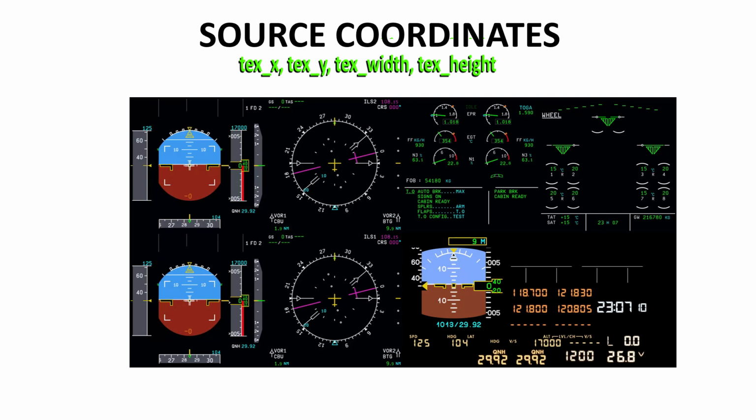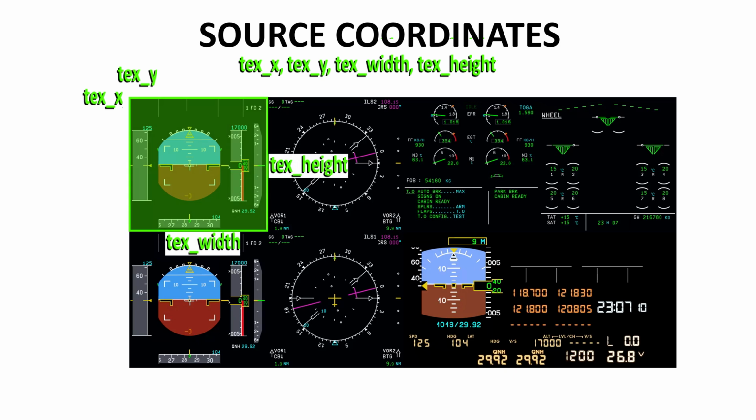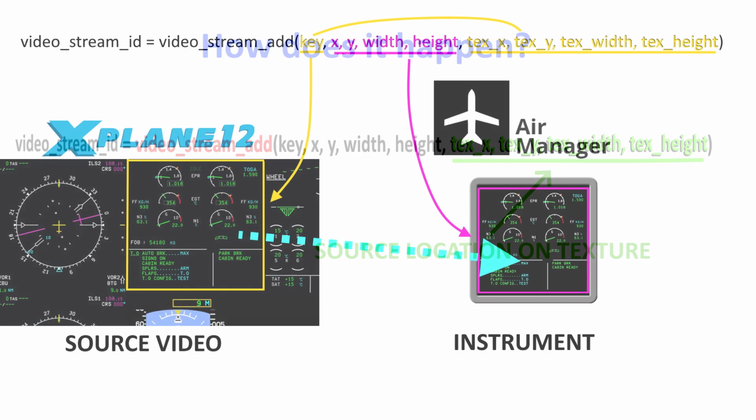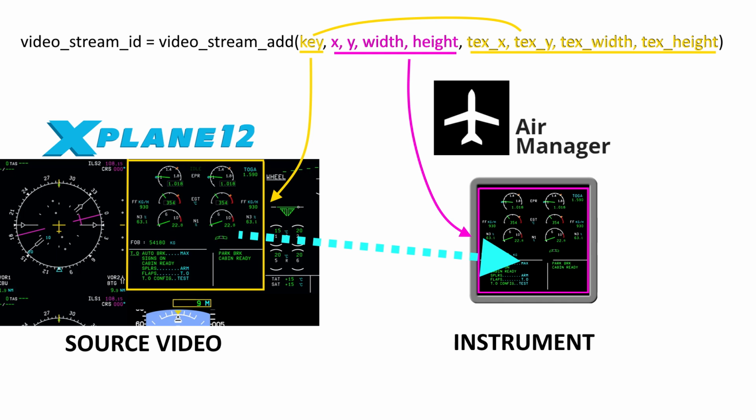So if we wanted to create a PFD using the captain's PFD in the upper left, we would need to determine the coordinates of that. In this case, 0, 0 would be the upper left corner, and the texture height and width. And we can send that using these extra 4 coordinates to the location in the first 4 coordinates in the video stream add function. So the way to think of it is that the texture key and the texture variables shown in yellow tell Air Manager what part of the texture to get and to send to the instrument. And the other variables tell Air Manager where to put it on the destination instrument.